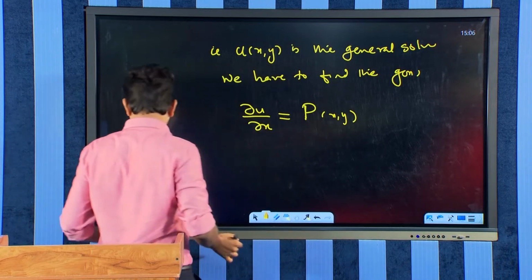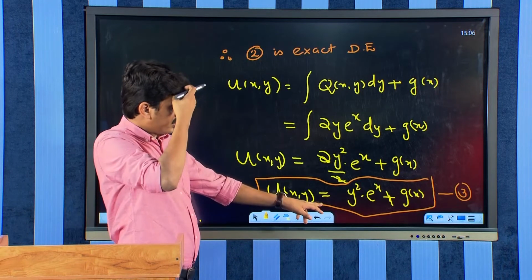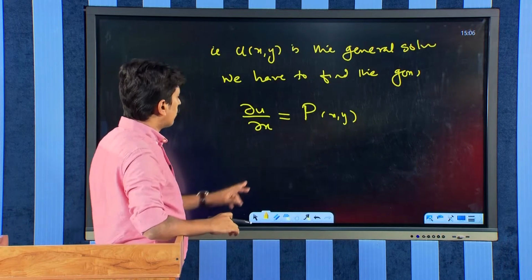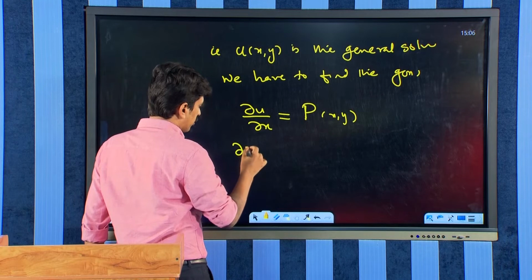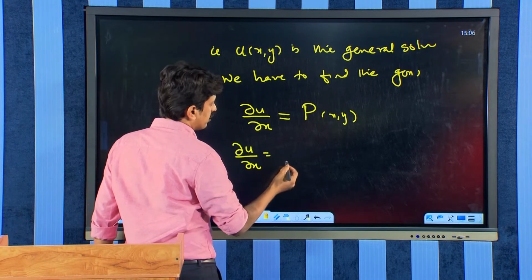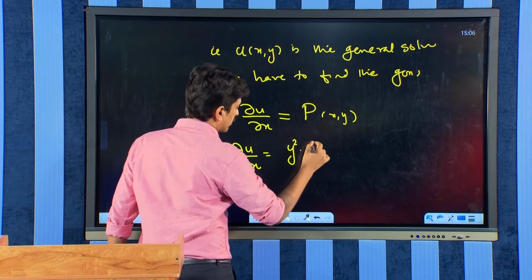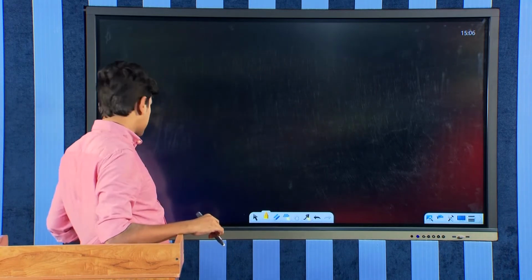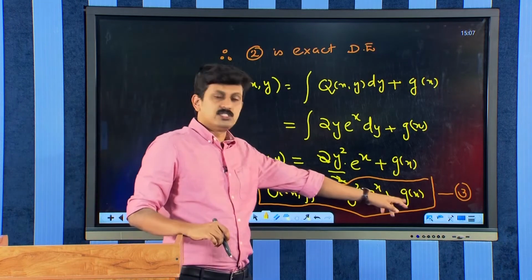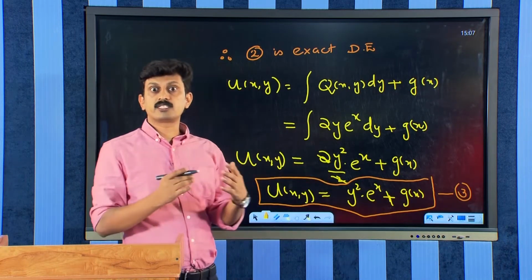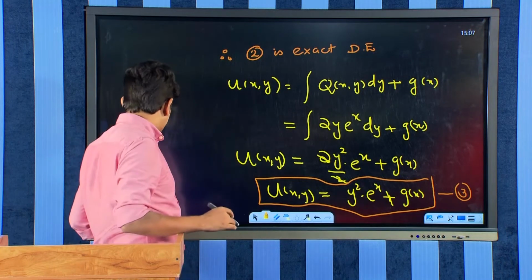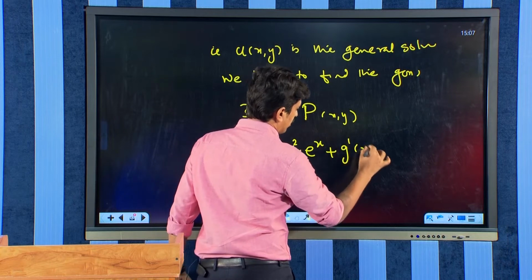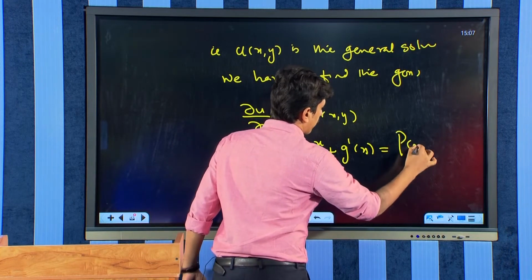From equation number 3 we can say that dou u by dou x is equal to y square e raised to x, since the derivative of e raised to x is e raised to x, plus the derivative of g of x. G of x is a function of x alone. Therefore, the partial derivative of g of x is actually g dash of x. This is equal to p of x y.